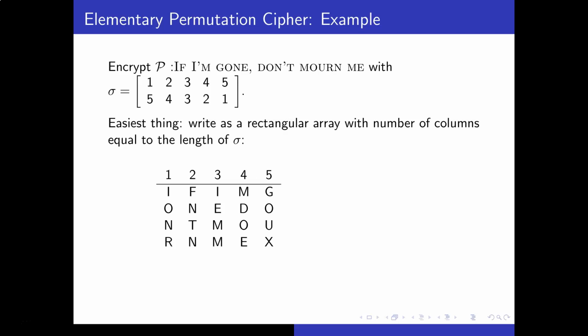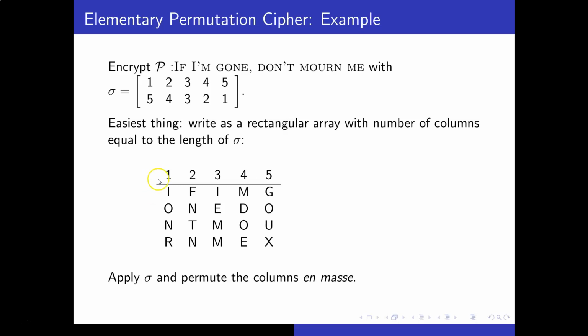Now, the easiest thing to do is to move entire columns at once, because in each block, 1 goes to 5, so I'm going to move this I to the 5th position. I'm going to move this O to the 5th position, this N to the 5th position, this R to the 5th position. So instead of doing it row by row, I'll just move entire columns at a time.